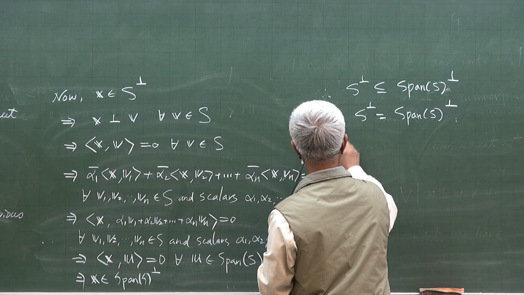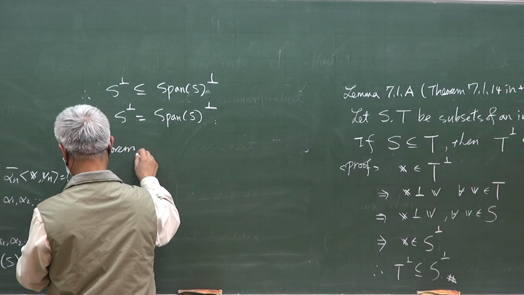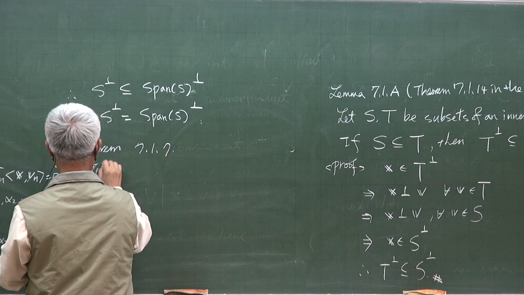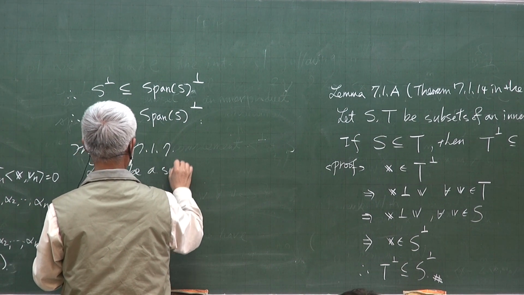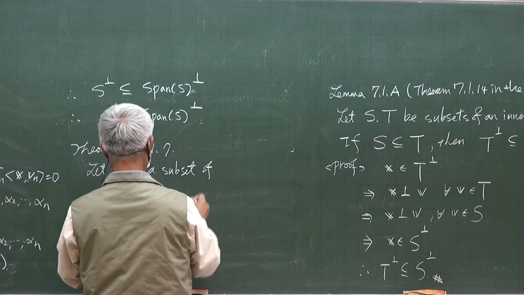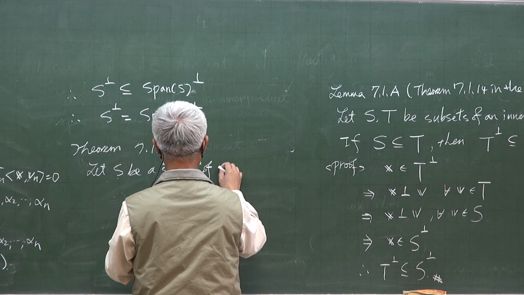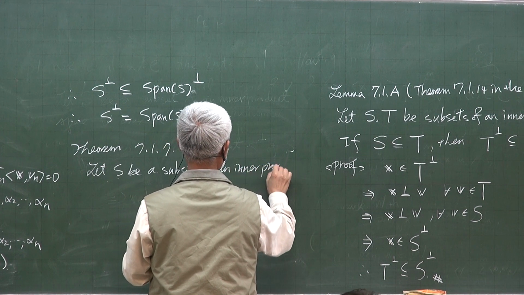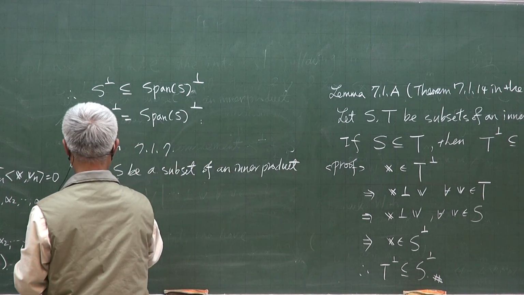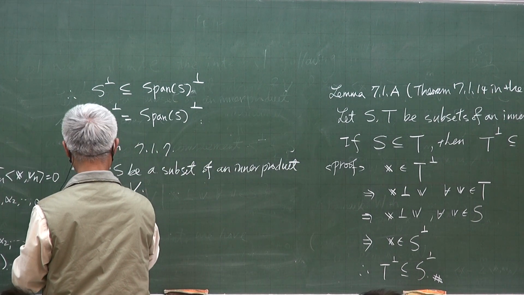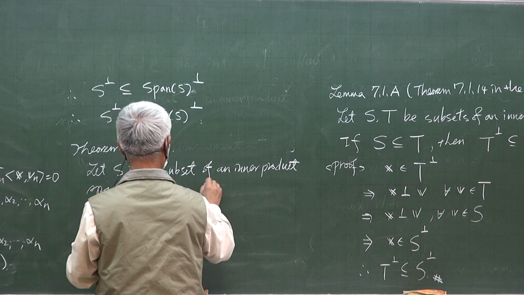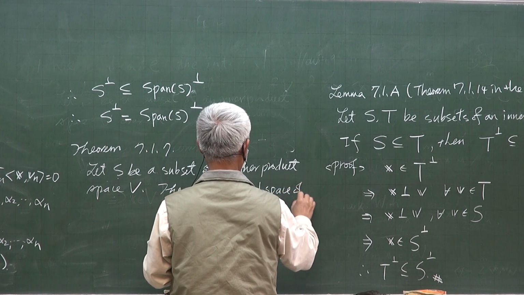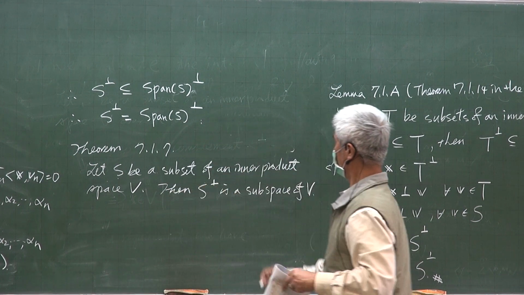Alright, so we have Theorem 7.1.7. Let S be a subset of an inner product space V. Then S perp is a subspace of V.